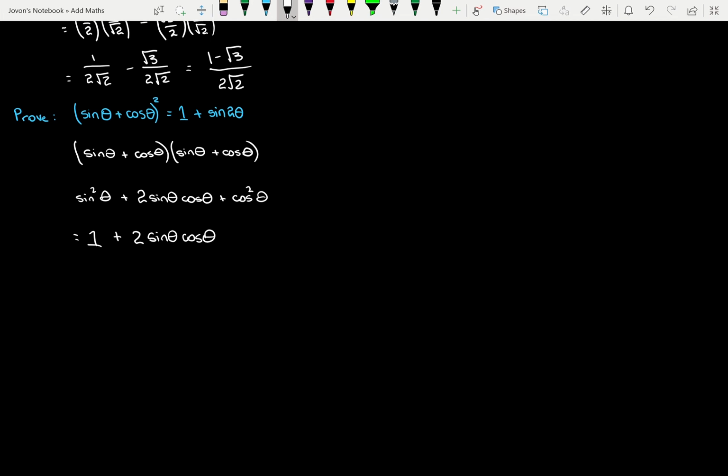Now notice we have the 1, and if you remember the double angle formula, 2 sine theta cosine theta is the same as sine 2 theta. So it'll be 1 plus sine 2 theta. And that's the proof for this question.